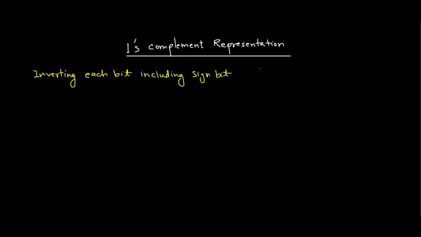If there is any positive number, so in binary form we invert each bit including sign bit, and the result is called 1's complement. This complemented value represents the negative of the original number. If we take a positive number, then its 1's complement becomes negative number, and it is done simply by inverting each bit including the sign bit.